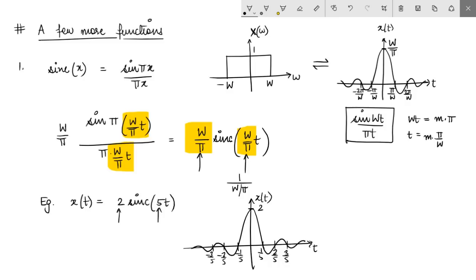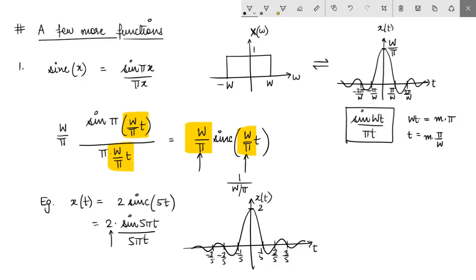Can you prove this mathematically? If this is how the function is defined, this means that this function is 2 sine 5 pi t upon 5 pi t. Using the L'Hopital rule, differentiate the numerator and denominator and substitute the value of t equal to 0. That will give you 2.